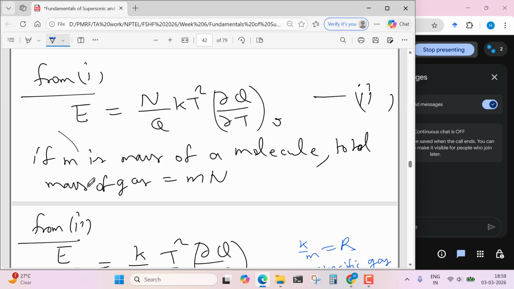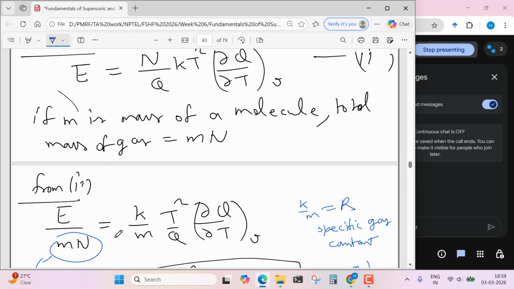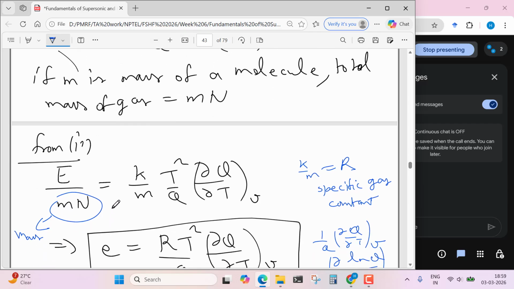So if m is the mass of a molecule, then the total mass of the gas is given by m into n. If we divide by m into n on both sides, n will cancel, and E upon mn is equal to k upon m T square upon Q, dou Q upon dou T at constant volume. Now from the definition, k upon m is equal to R, which is the specific gas constant.